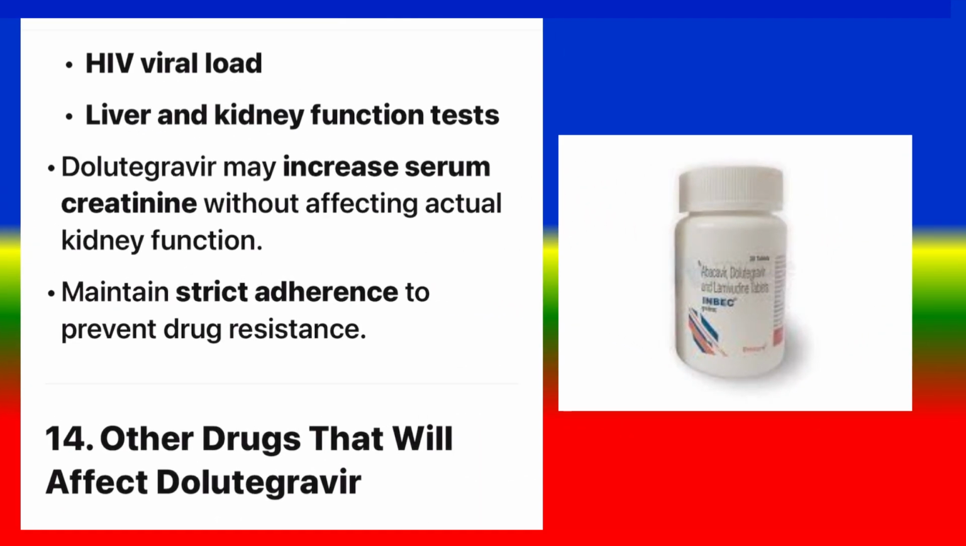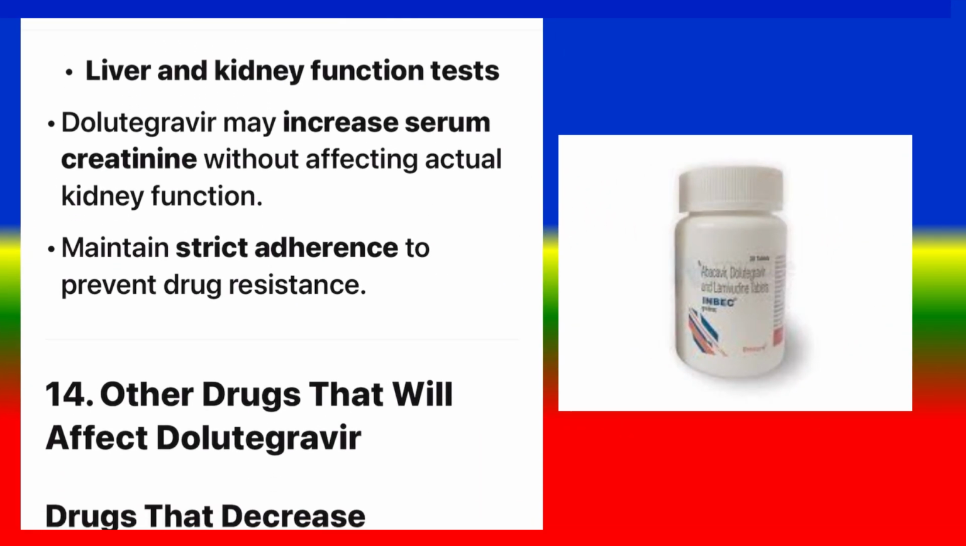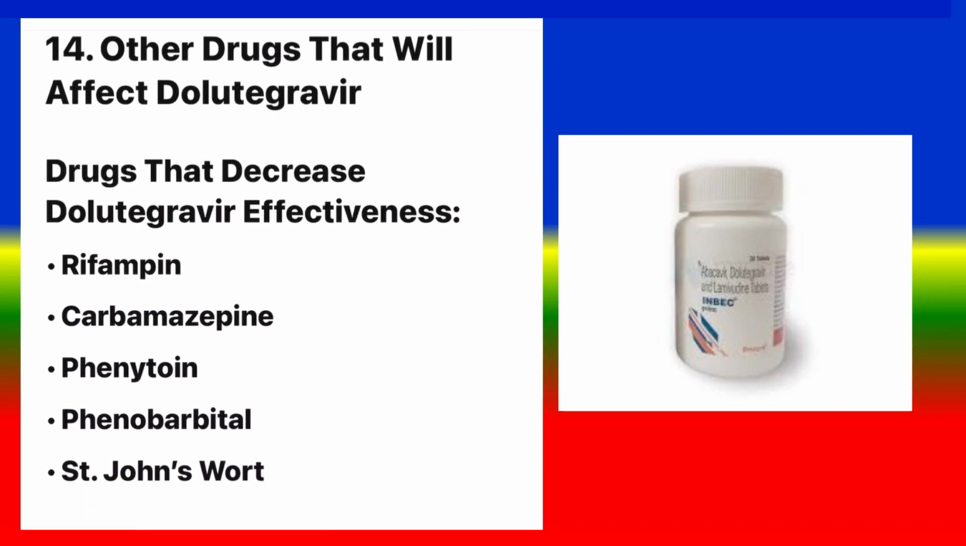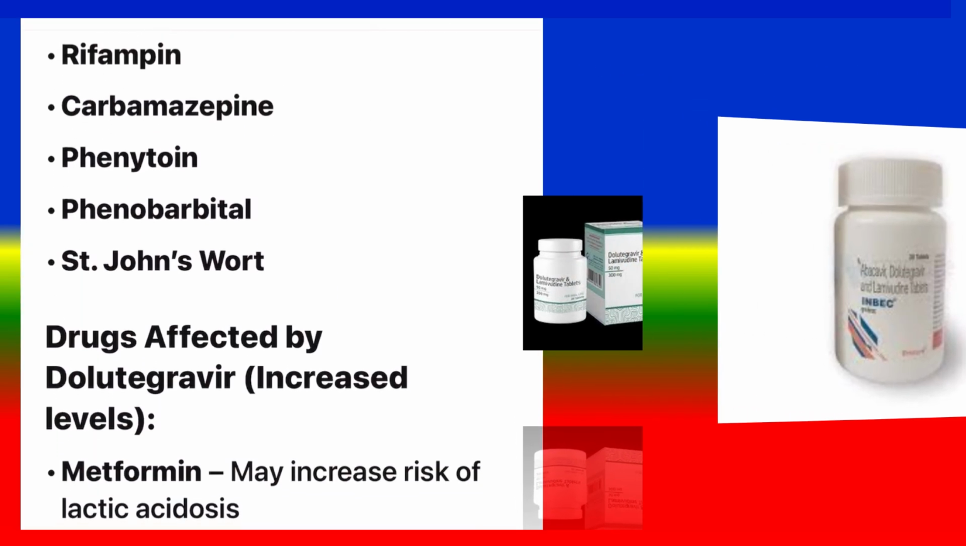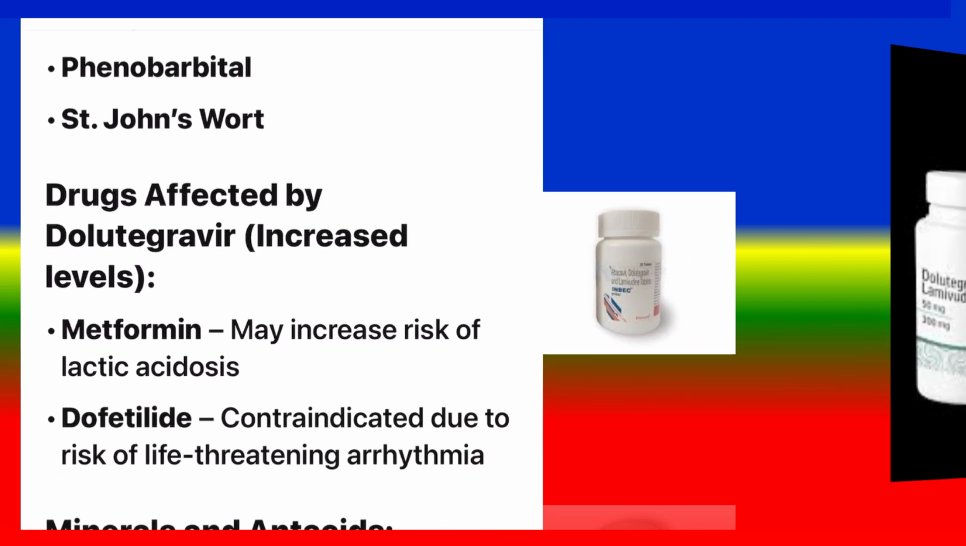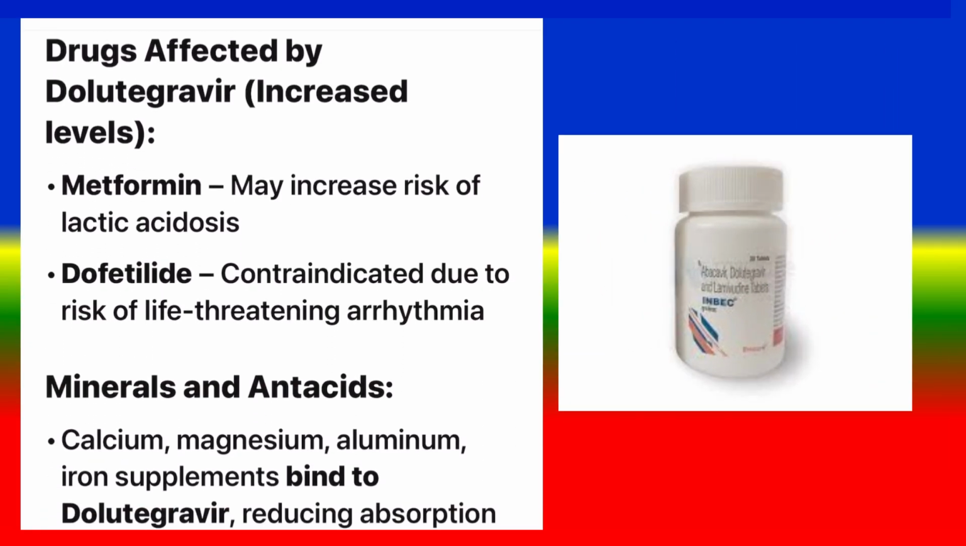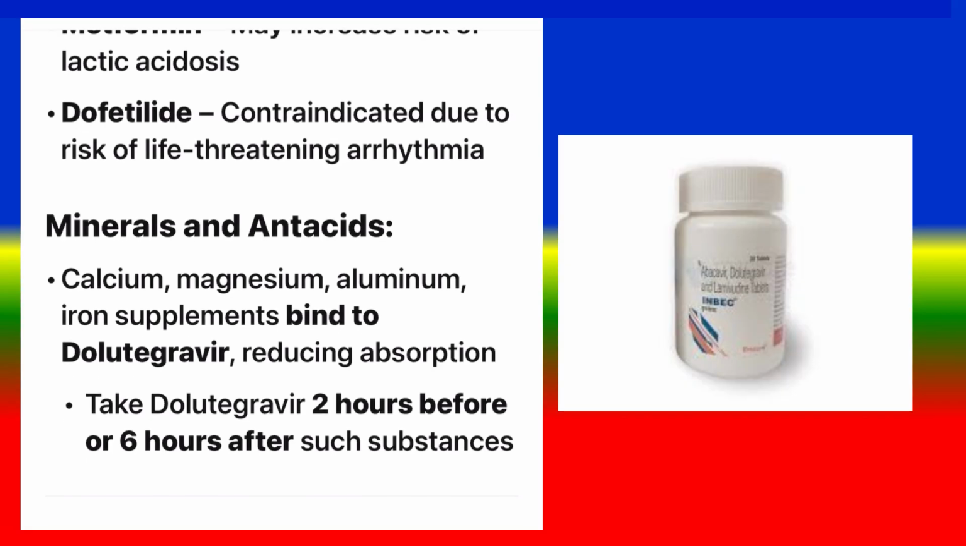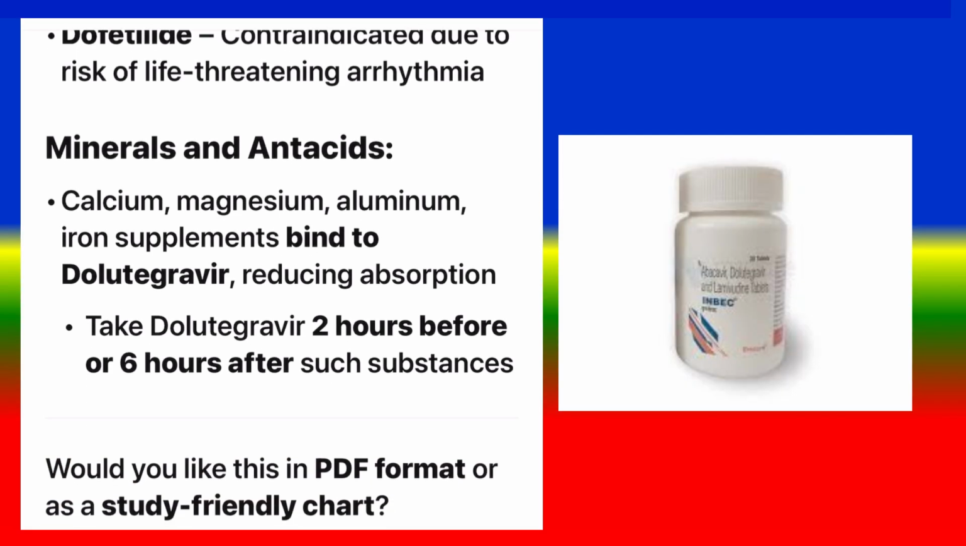Number 14. Other drugs that will affect dolutegravir. Drugs that decrease dolutegravir effectiveness: rifampin, carbamazepine, phenytoin, phenobarbital, St. John's wort. Drugs affected by dolutegravir, increased levels: metformin may increase risk of lactic acidosis. Dofetilide, contraindicated due to risk of life-threatening arrhythmia.